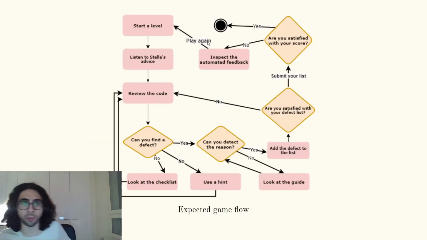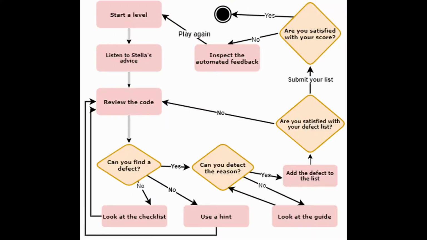This is the expected game flow we had in mind. When a player enters any particular level, they are greeted by what we call, and will describe later, as Stella. They can listen to their advice about the code review ethic, and then they can start working on the level itself. The level includes a large code segment with a number of code defects embedded into it. The player is expected to find each and every one of these defects and find the reason why these certain code bits are defects.